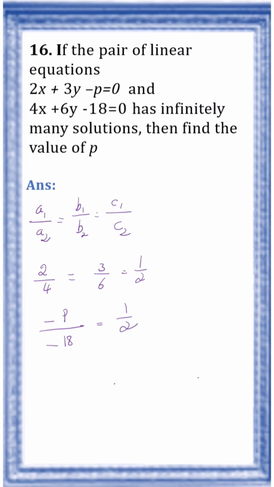So, P is equal to negative of 18 by negative of 2, that is 9. So the value of P is equal to 9.